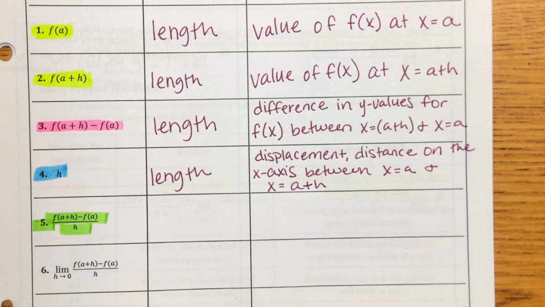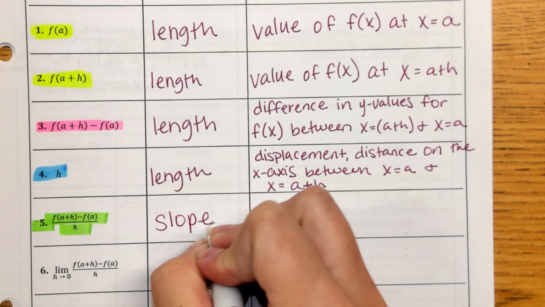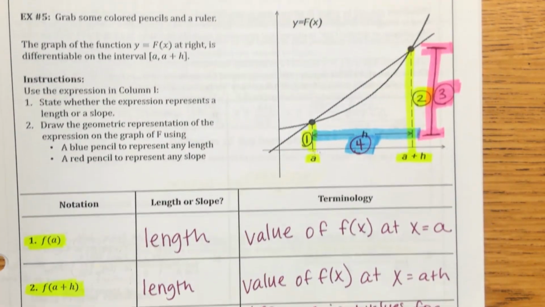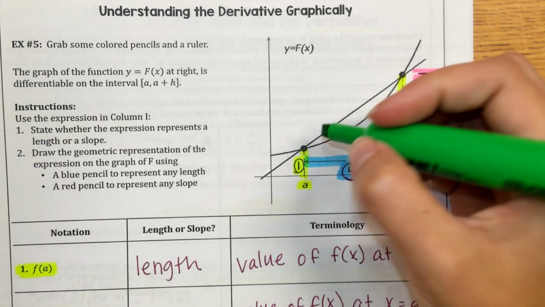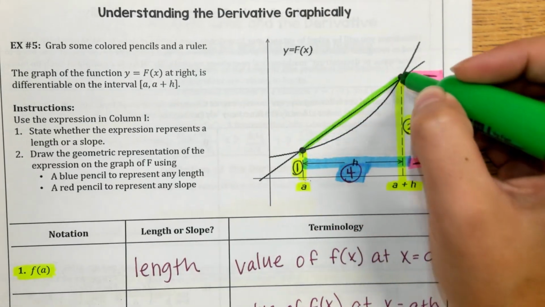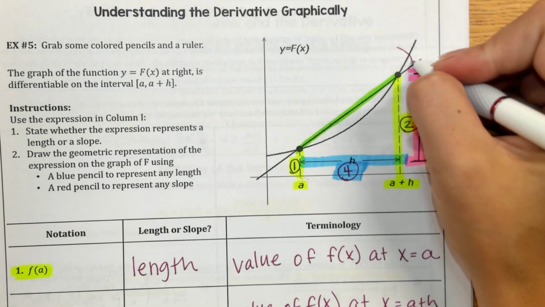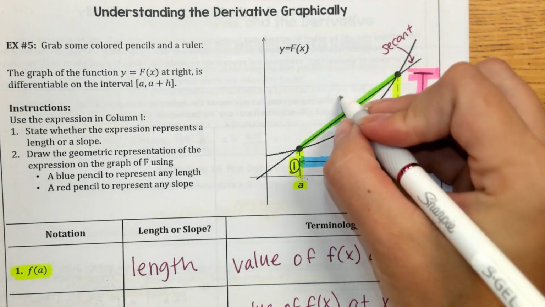Okay. Next we're doing our formula. Remember, this is our formula for a slope. Okay, and this is our number 5 here. This right here is our secant line. I'm going to go ahead and label that, and this is number 5.